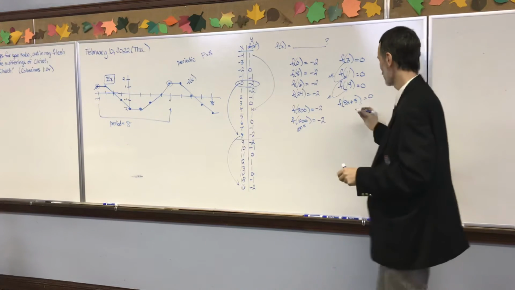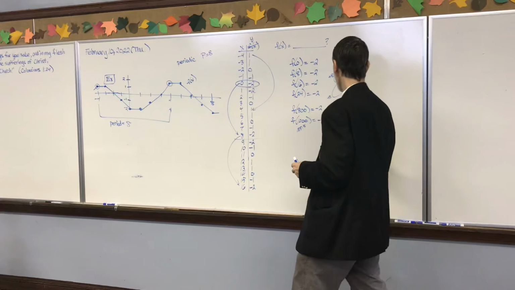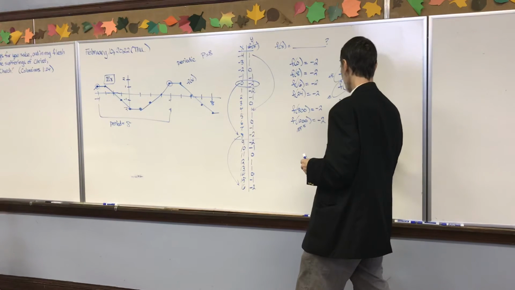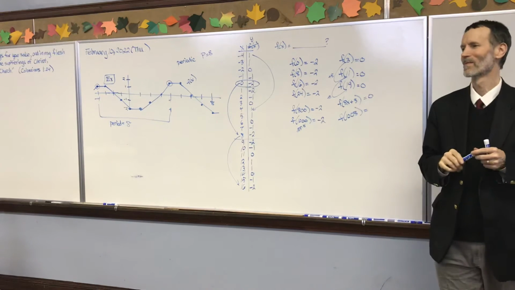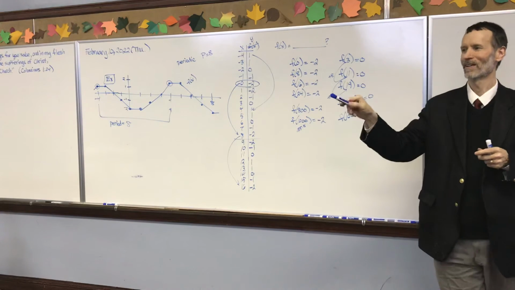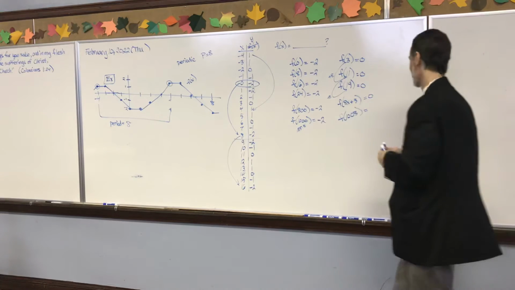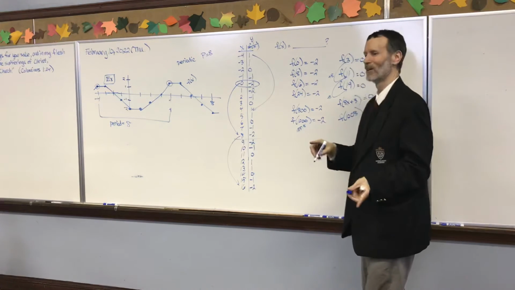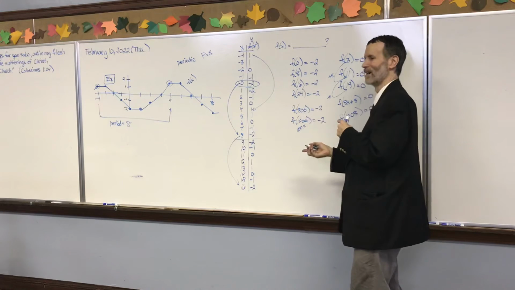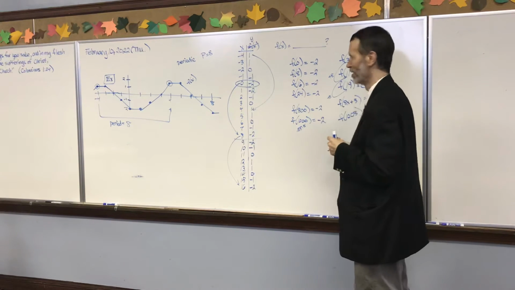Now, the question is, what's f of 1003? Tell me. What do you think? It's 0, because all of these are multiples of 8 with 3 added. All of them will have the same value.